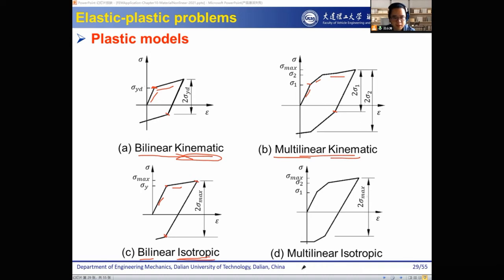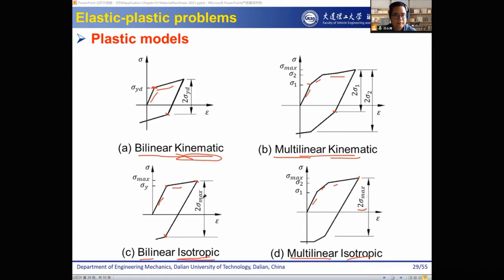And then we have the multilinear isotropic. So we have three linear lines, and it's isotropic. Therefore, here we have the value, and this value is the same as this value. So that's why we have two sigma max.